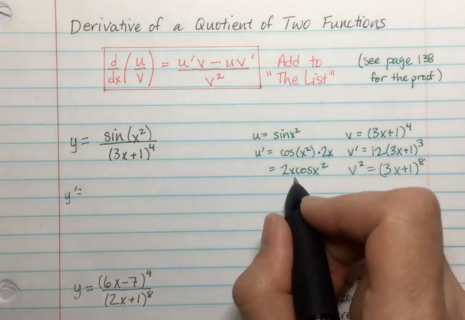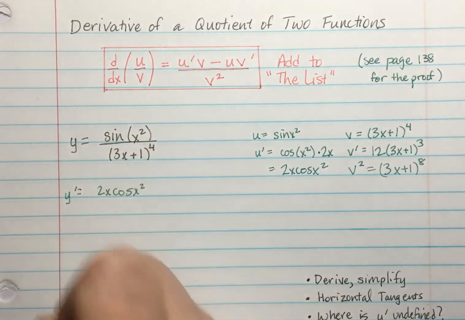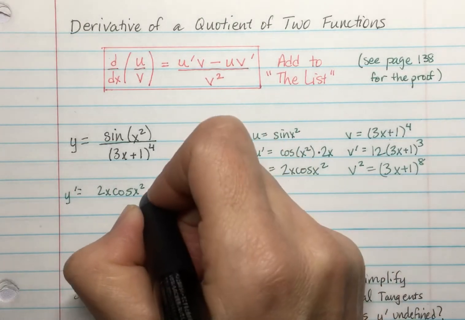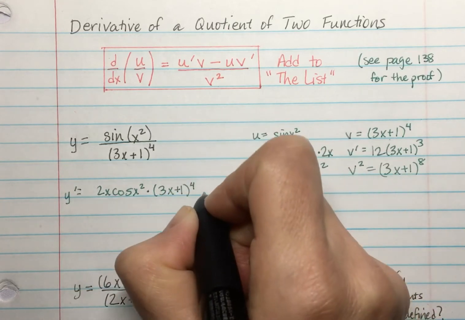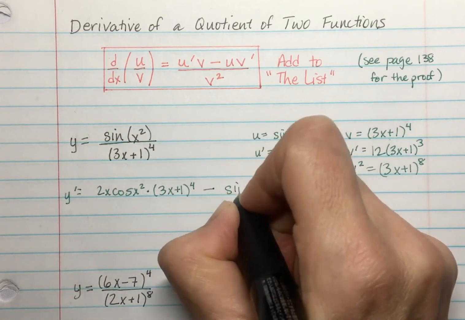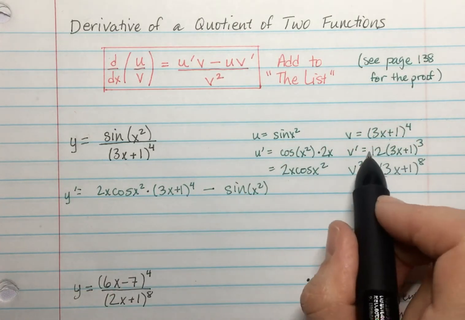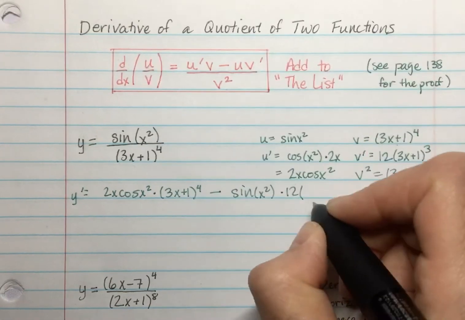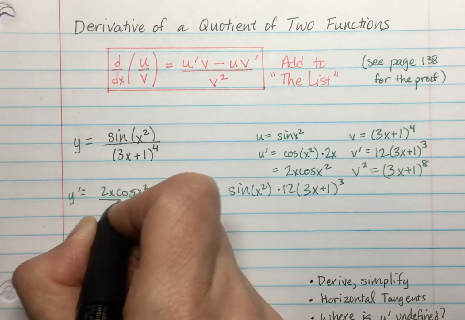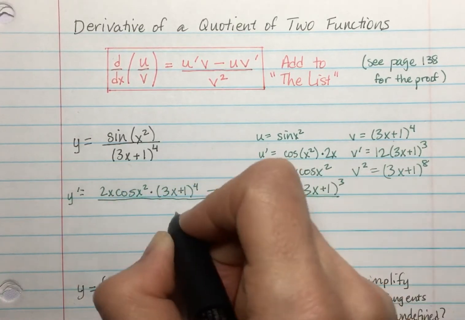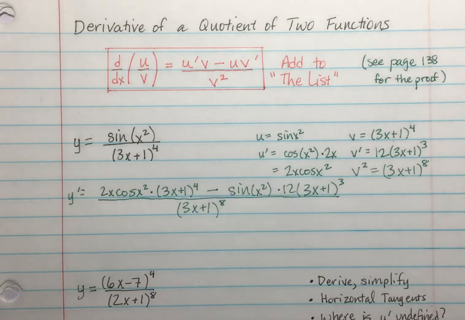Then for our derivative, it's a matter of just plopping things into place. U prime, 2x cosine x squared, times v, 3x plus 1 to the fourth. And then minus u, which is sine of x squared, times v prime, which is here, the 12 times 3x plus 1 cubed, all over v squared, 3x plus 1 to the eighth.